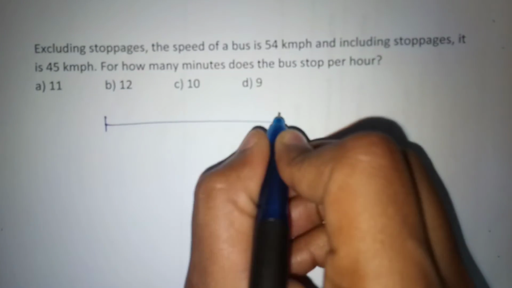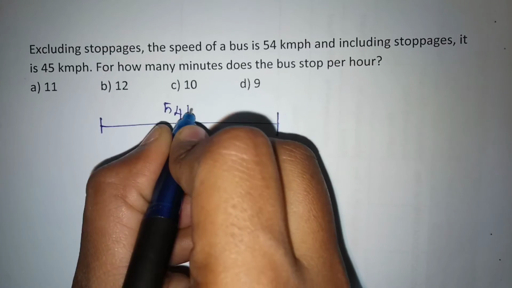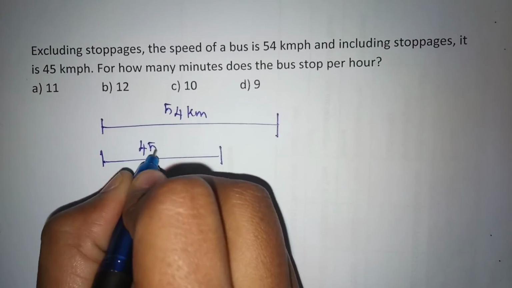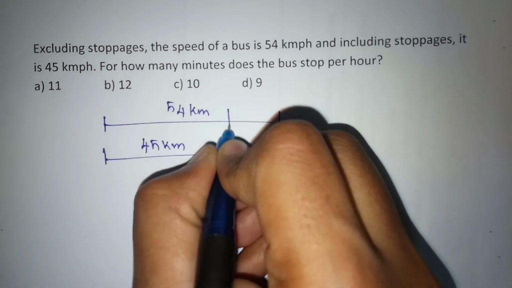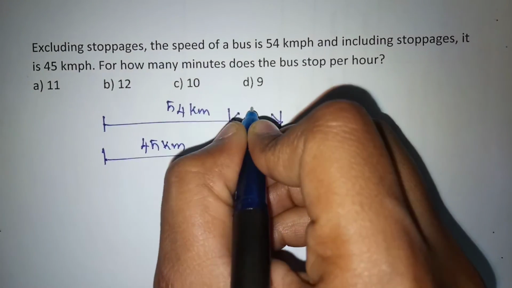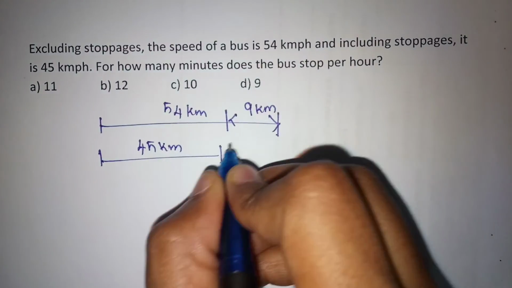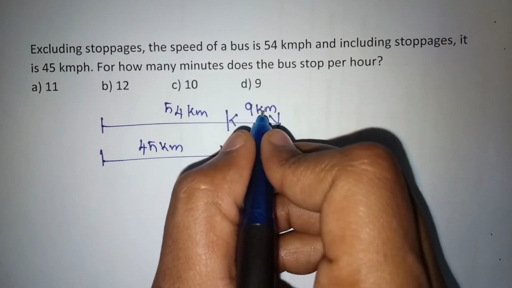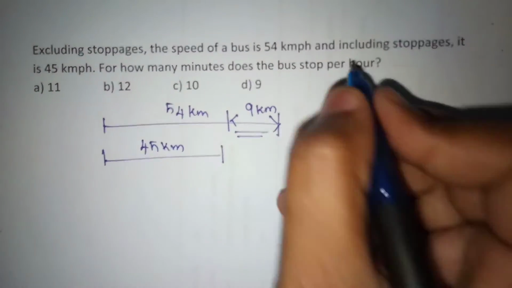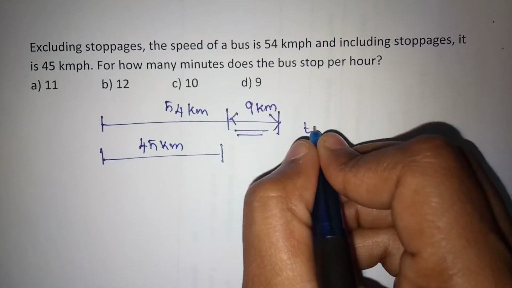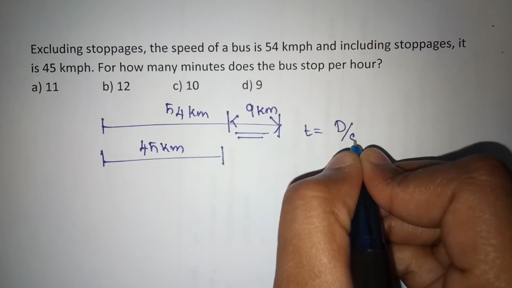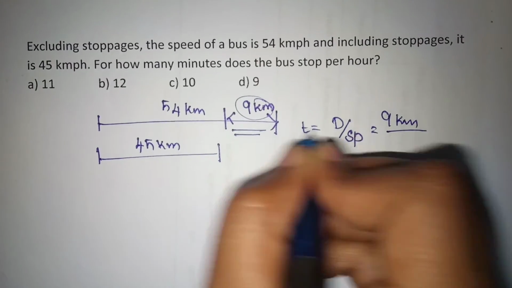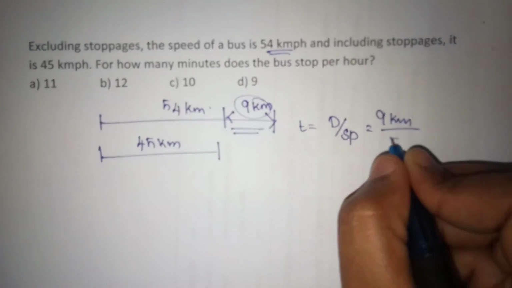See here, if there is no stoppage, the bus travels 54 kilometers in 1 hour. If there is a stoppage, the bus will travel 45 km in 1 hour. The bus without stoppage is traveling 9 km more. The time taken to cross this 9 km will be the time of stoppage. So we have to find the time. Time will be equal to distance divided by speed. So the distance traveled is 9 km divided by the speed, which is 54 km per hour.